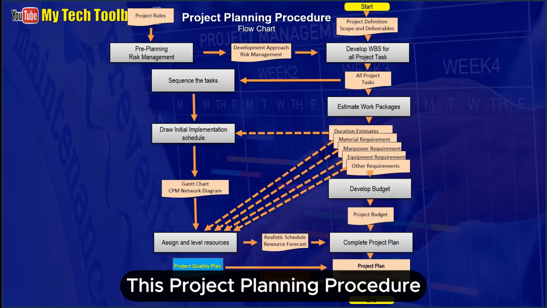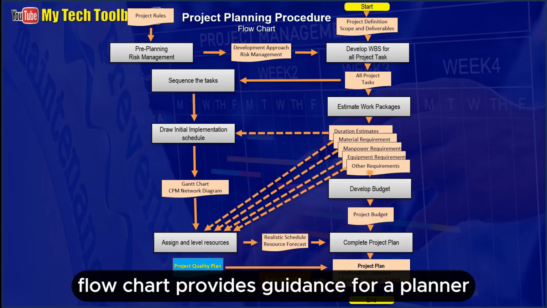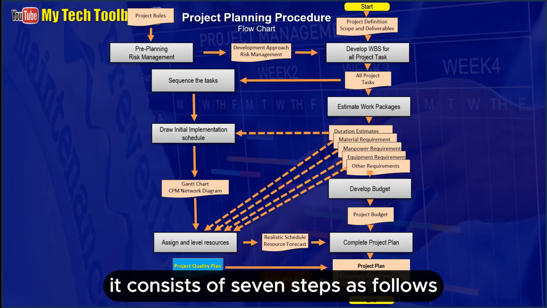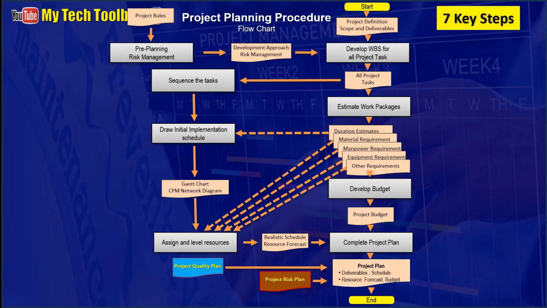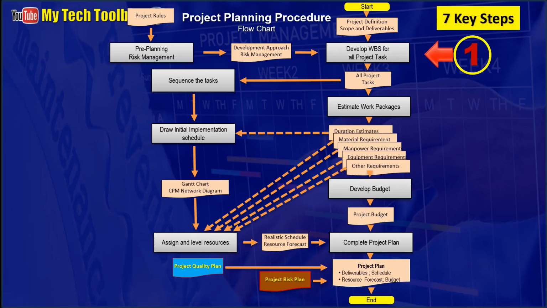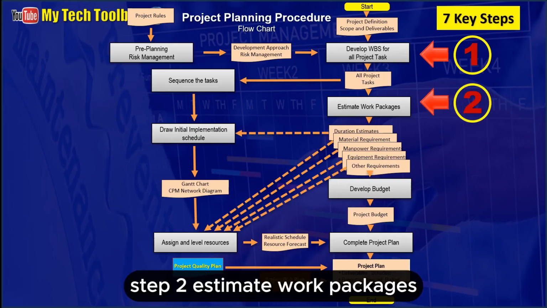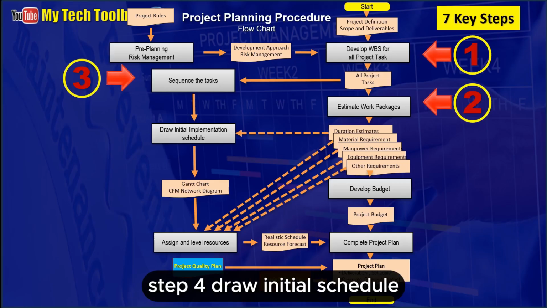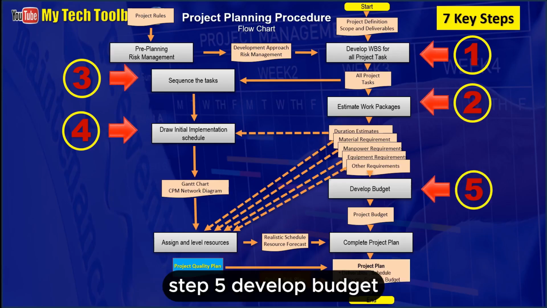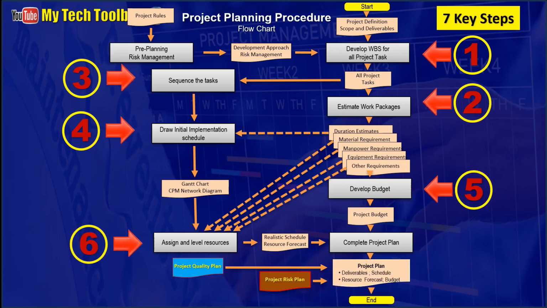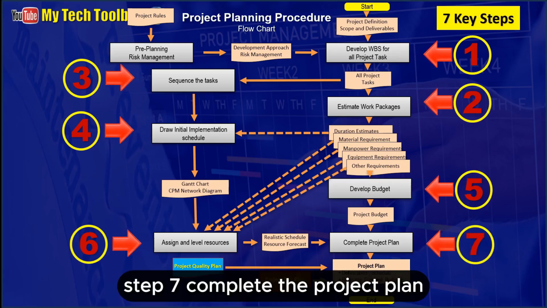This project planning procedure flow chart provides guidance for a planner to properly create the project plan. It consists of 7 steps as follows. Step 1. Create work breakdown structure, WBS. Step 2. Estimate work packages. Step 3. Sequencing of task. Step 4. Draw initial schedule. Step 5. Develop budget. Step 6. Assign and level resources. Step 7. Complete the project plan.